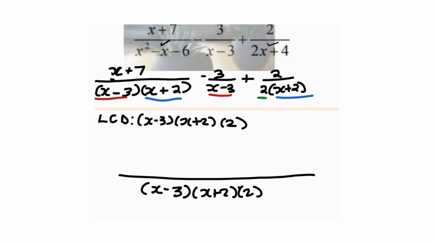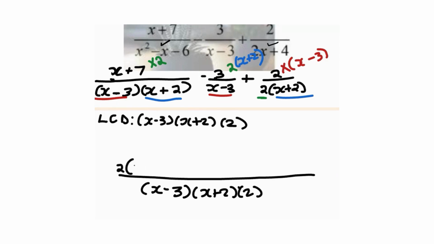You check. X plus 7, you have x minus 3 and x plus 2. You have red, you have blue, you don't have a 2, you don't have green, so you're going to multiply it with 2. Here you have red, you don't have green and blue, so you're going to multiply that with 2. You're also going to multiply with x plus 2. And then here you have green and blue, you don't have red, you're going to multiply that with x minus 3. I hope this helps you when you're multiplying the LCD with your numerators, meaning you multiply the numerator with what it doesn't have as a denominator. In simple terms, we can put it like that.